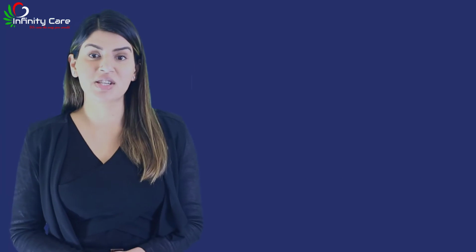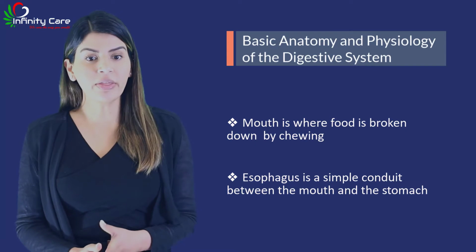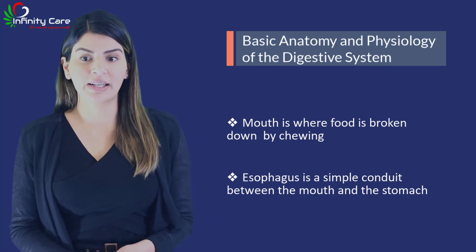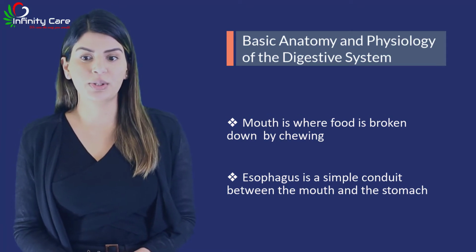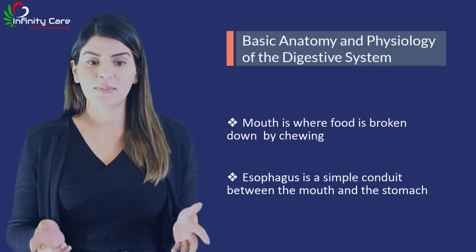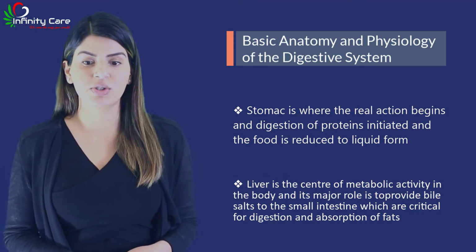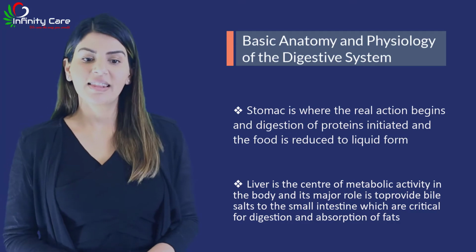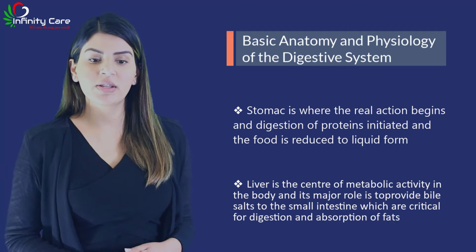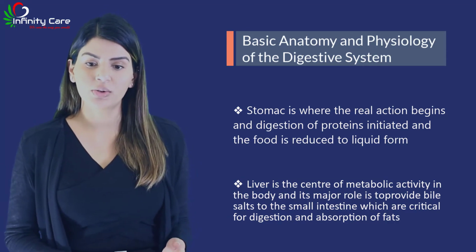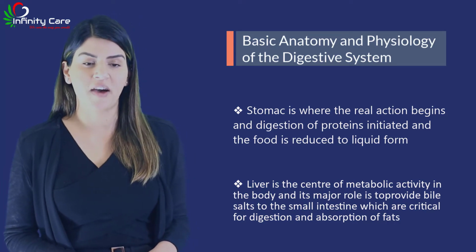Basic anatomy and physiology of the digestive system. The digestive system includes the mouth, where the food is broken down mechanically by chewing. Then it travels to the esophagus, a simple conduit between the mouth and the stomach. The stomach, where the action begins, digestion of protein is initiated and food is reduced to liquid form. The liver, the center of metabolic activity in the body. Its major role in the digestive process is to provide bile salt to the small intestine, which are critical for digestion and absorption of fats.